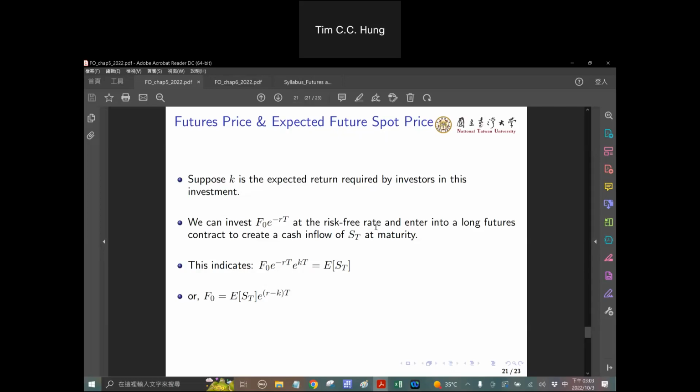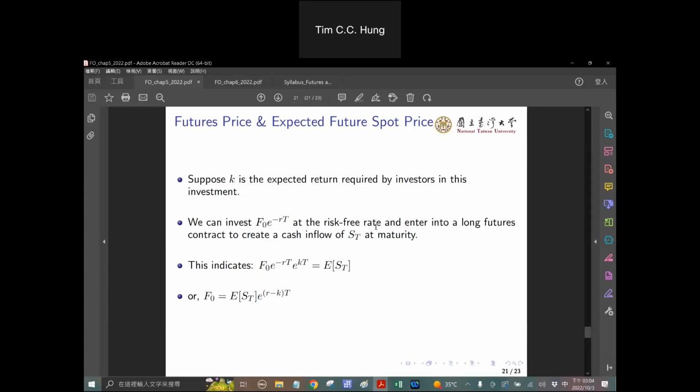F0 is a known number. It's not the expectation. Exponential of R is known, T is known, K is known, because we already made the assumption on K. Suppose K is the expected rate of return required by the investor on such underlying assets. Everything can be taken out of the expectation. At the end, we end up with basically what I have on the slide.